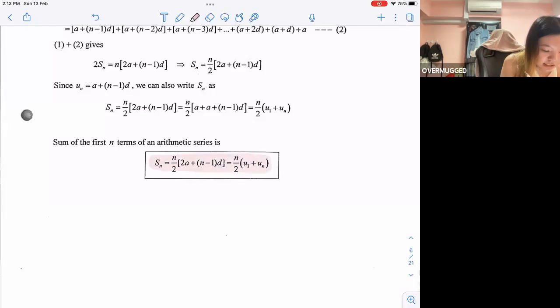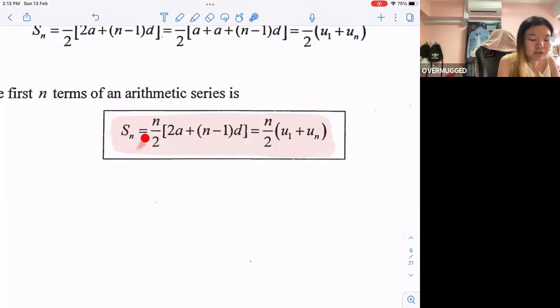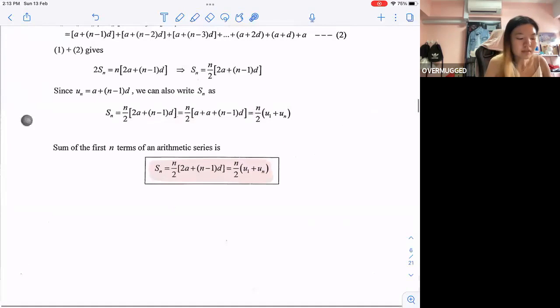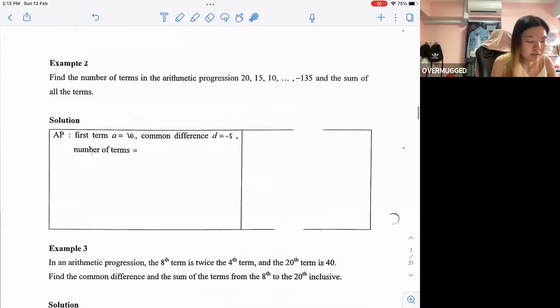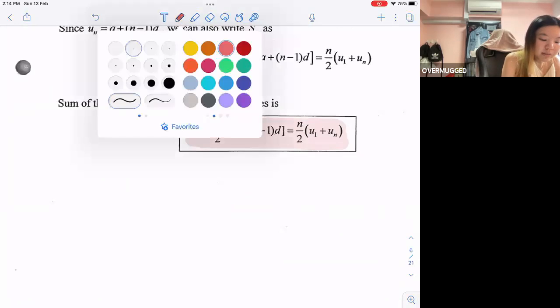So for the sum of that arithmetic series, we can see it as this general formula. There's actually two, if you can see properly here. The first one says that the sum of my arithmetic progression will be n over 2 times 2a plus n minus 1 times d. The second one is actually saying it will be n over 2 times u1, the first term, plus the term that I am ending with in this progression. So let's see what we mean here. Maybe we do an example again, going back to our previous example.